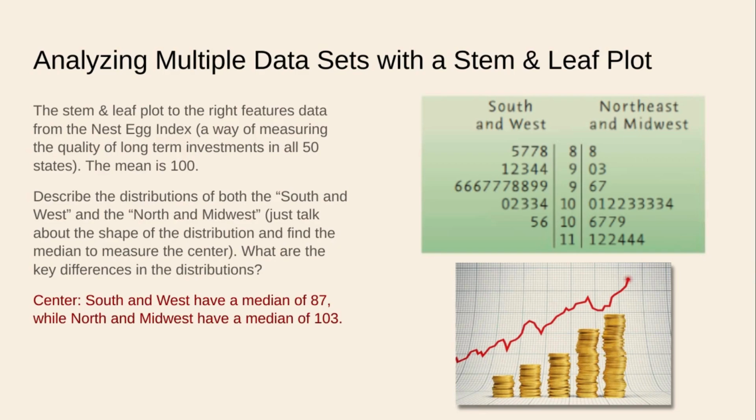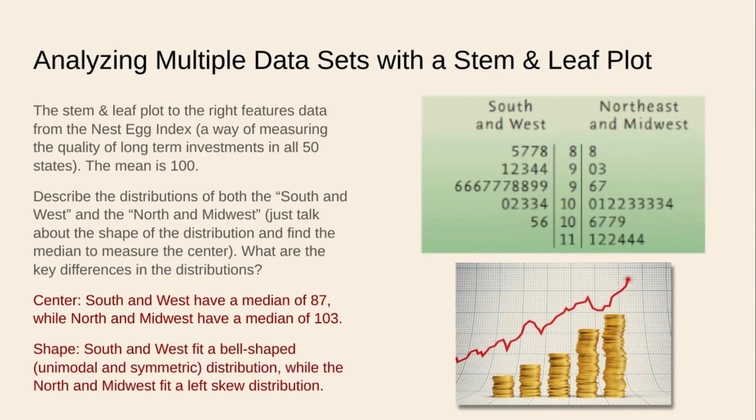So talking about the center, the South and West have a median of 87. If we were to count to the middle to find the median, we'd have a median of 87. North and Midwest have a median of slightly above average. Very interesting, 103. So the center of North and Midwest is pretty significantly higher than South and West.